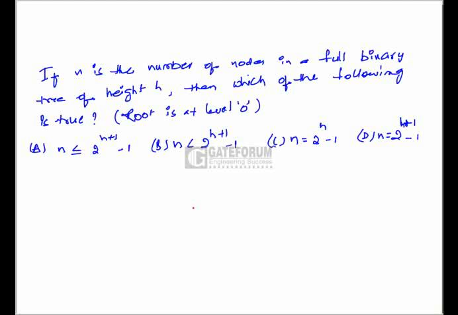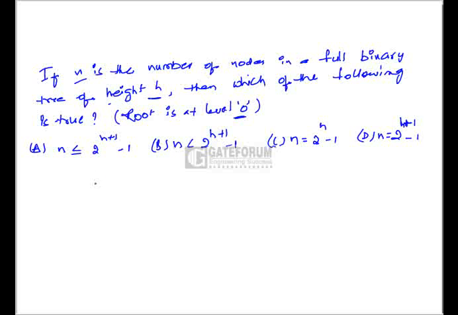In this question, n is given as the number of nodes in a full binary tree and height is given as h, and we have to find the relationship between the number of nodes and the height of a full binary tree. It is also given that the root is present at level 0.